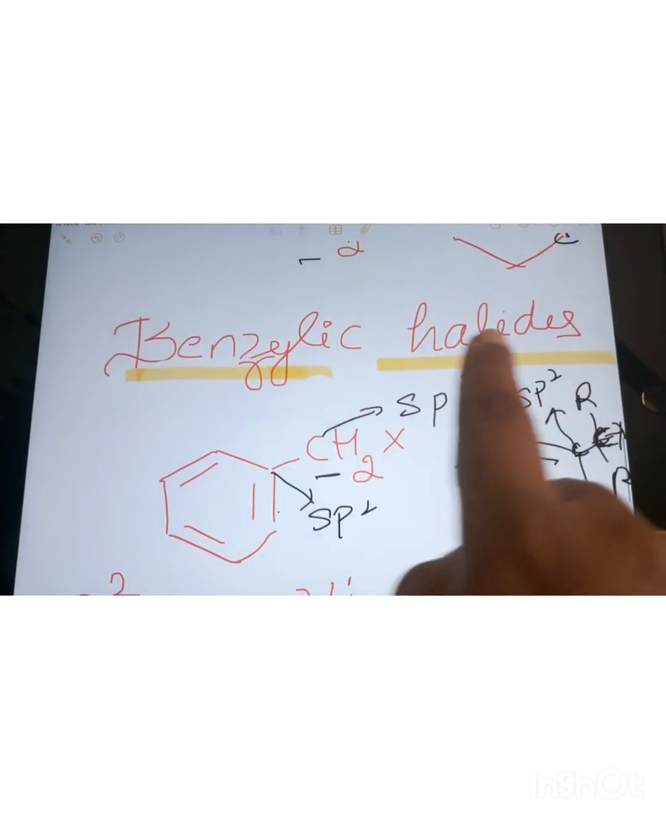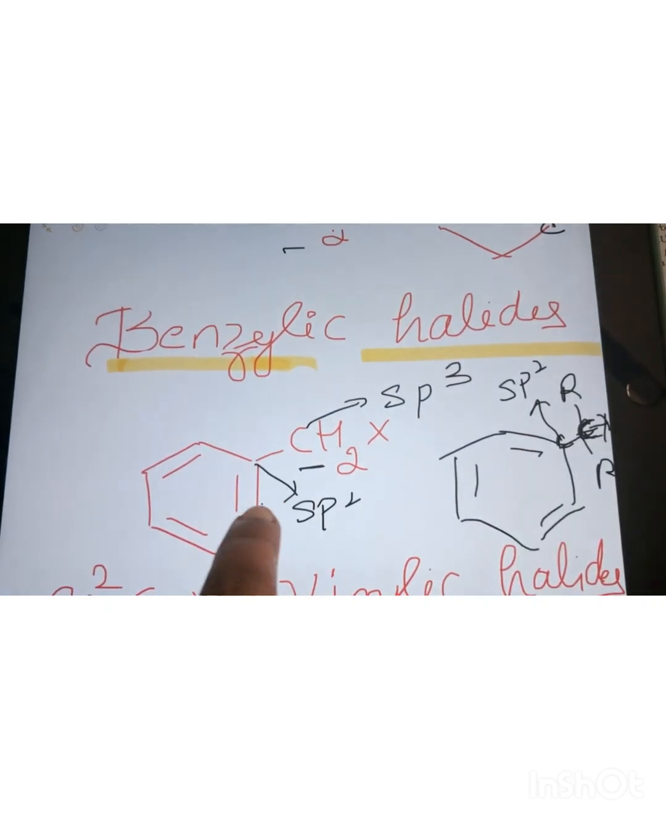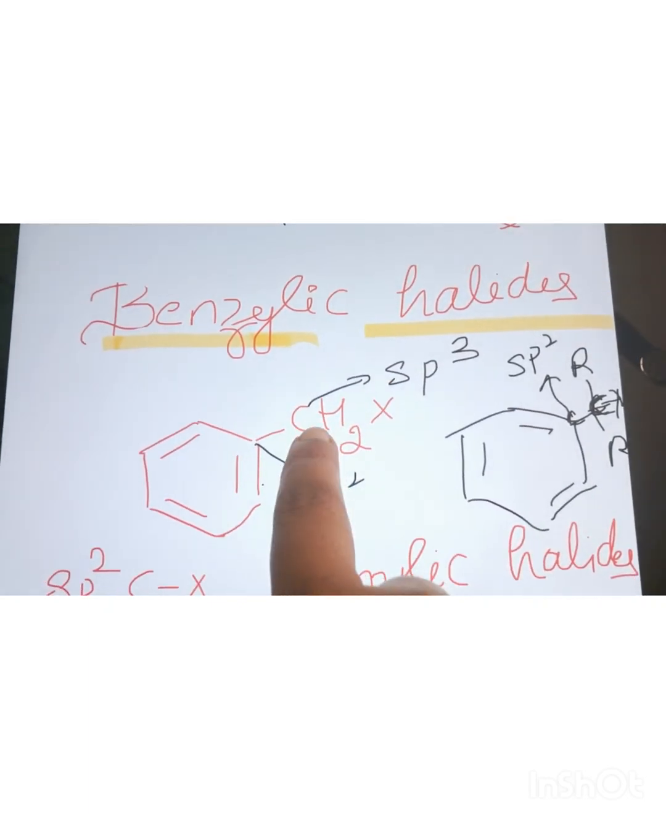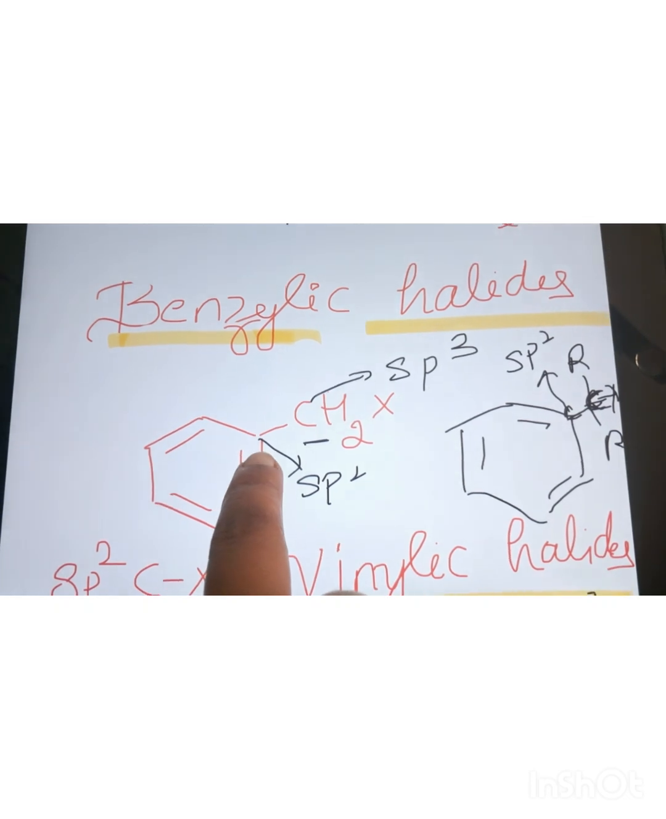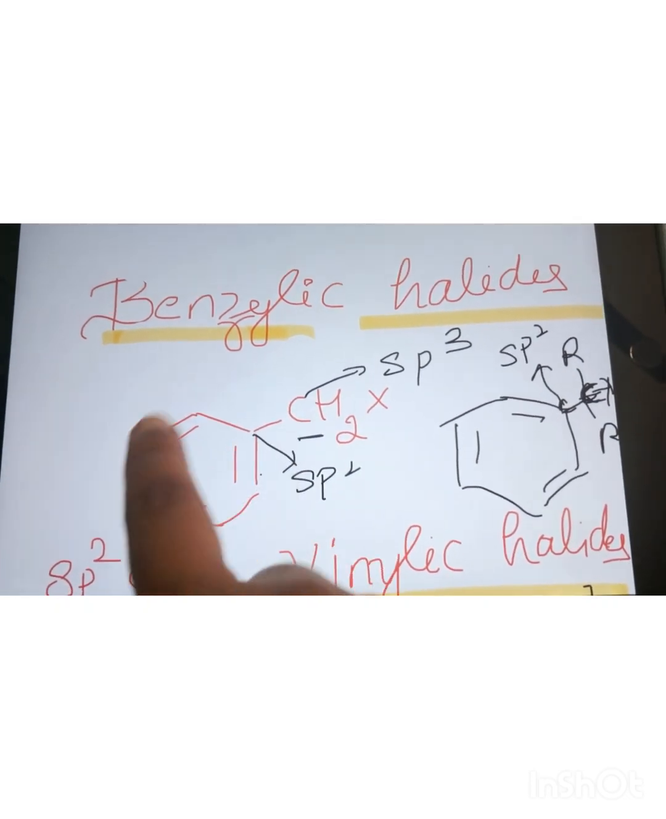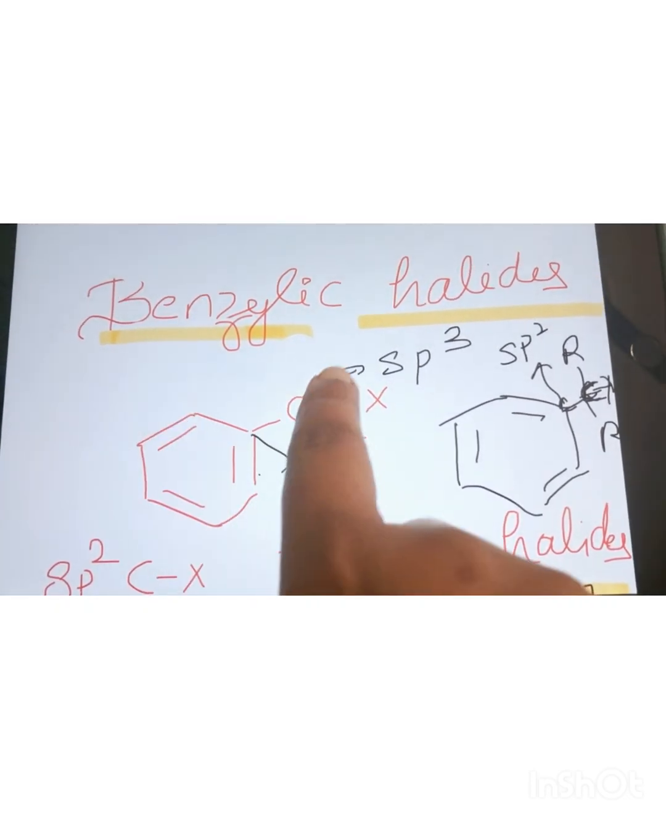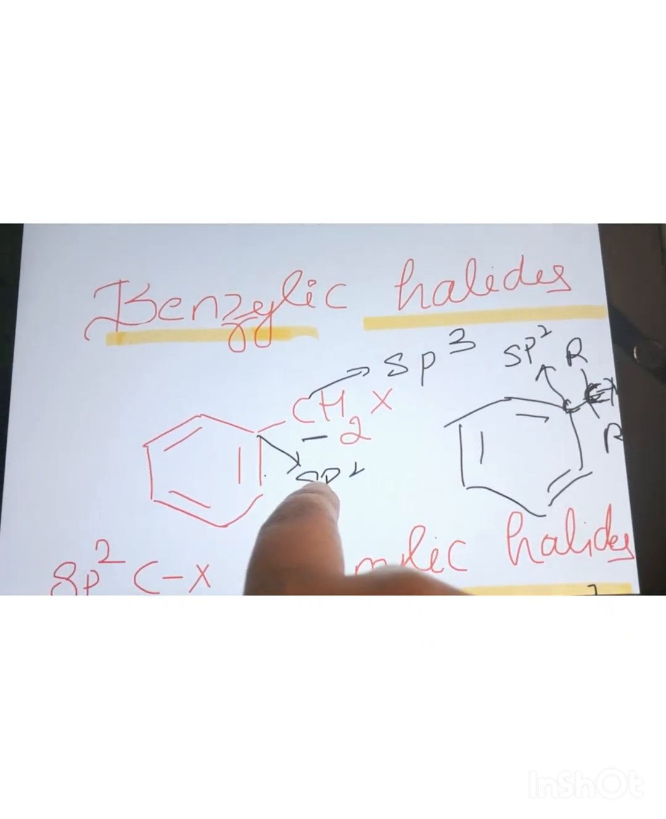Now benzylic. The word itself is clear. Benzylic means benzene ring. So now here if you see, the halogen is attached to an sp3 carbon atom that in turn is attached to an sp2 carbon atom. In turn, in the sense, now you know there's a benzene ring. It has alternate single and double bonds. So then it will have sp2, right?